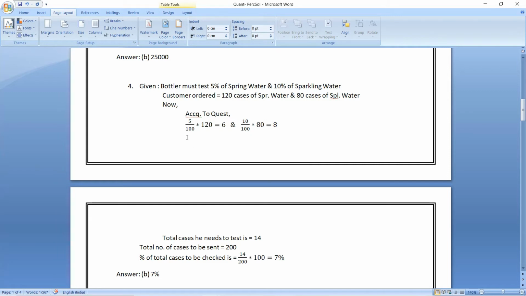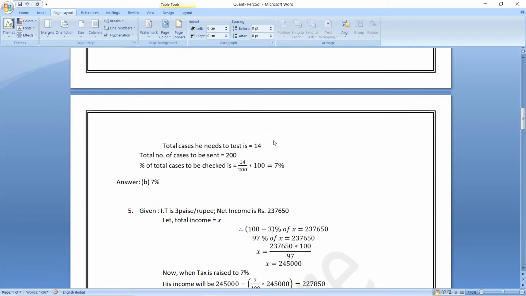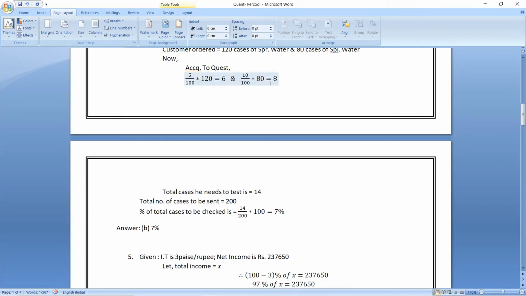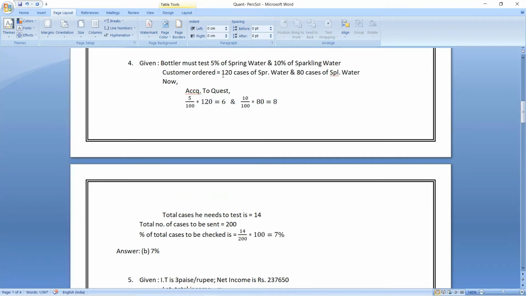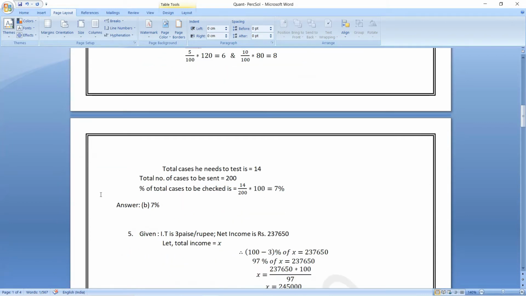So 5% of 120 is equal to 6, and 10% of 80 is equal to 8. That is, the total cases he needs to test is 8 plus 6, which is equal to 14. The total number of cases he needs to send is 120 of spring water and 80 of special water. That is 120 plus 80, which is equal to 200. So the total cases he needs to test is 14 and the total cases he will send is 200. So the total percentage is 7%. Okay, so the answer will be option B, 7%.